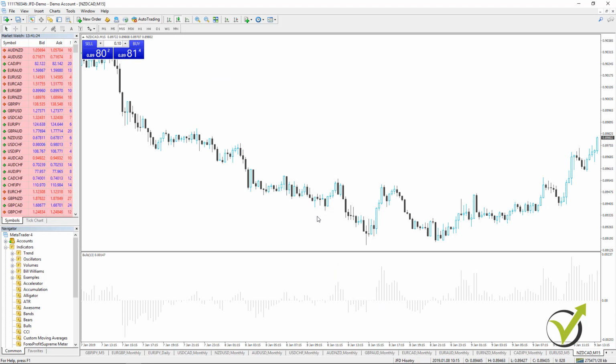Okay, after the bear's power we will have the bull's power, which is developed again by Mr. Elder, and it's just the very opposite. I can say it is the difference between the highest price and the 13-period exponential moving average. And for this indicator, he says that the highest price displays the maximum buyer's power within the day.